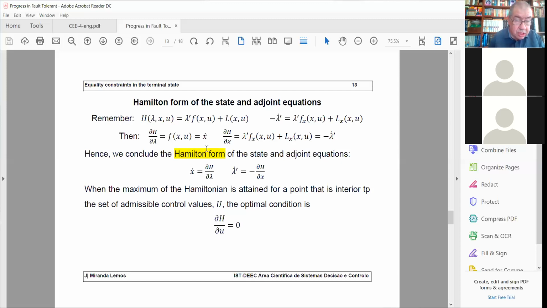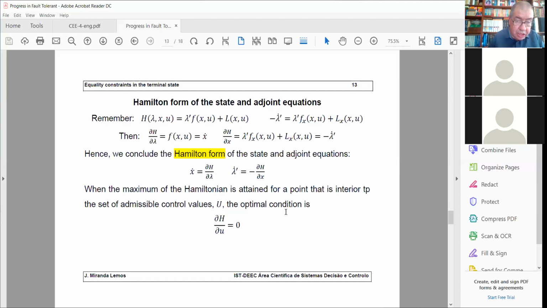So this set of equations has some symmetry, because one gives you the derivative of x with respect to time as the partial derivative of the Hamiltonian with respect to the costate, and this gives you the derivative of the costate as minus the partial derivative of the Hamiltonian with respect to the state. This is the so-called Hamilton form of the state and the adjoint equation. So these two equations are equivalent to the state and the adjoint equation.